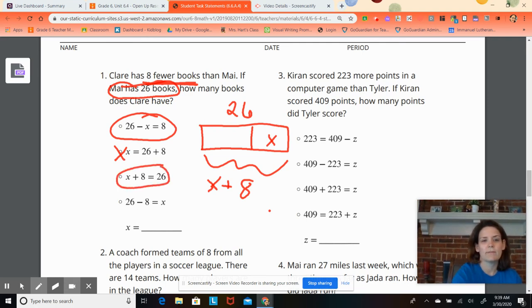Okay, so the last one here, if Mai has 26 books, you take away the 8 books, that would tell us how many books Clare has. So that one would work as well. And then we can figure out here that Clare has 18 books. The x equals 18.